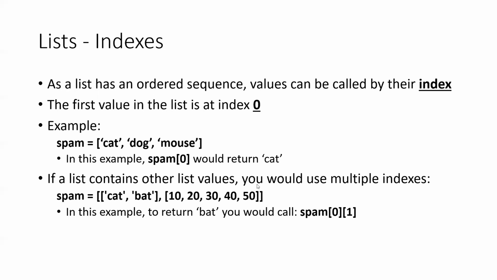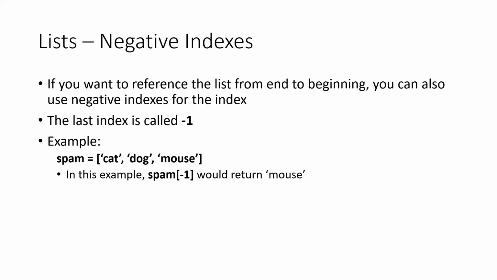If a list contains other list values, for example, we have this inner list here and this inner list over here, in order to get bat back out of here, we would call spam 0 to get this first index out of here, which is this list. And then we want the 1 index of that inner list. So spam square bracket 0, square bracket 1 is how we would get bat back out of this. Negative indexes, remember that the last index is always referred to as -1. So if you don't know how many things are inside of it and you want the last one in the list, you can use spam -1 in this case in order to get that last value.